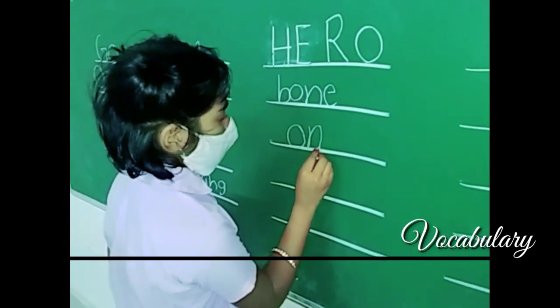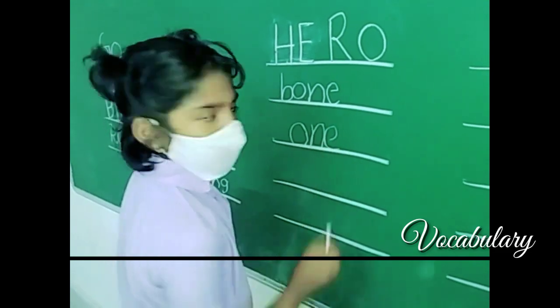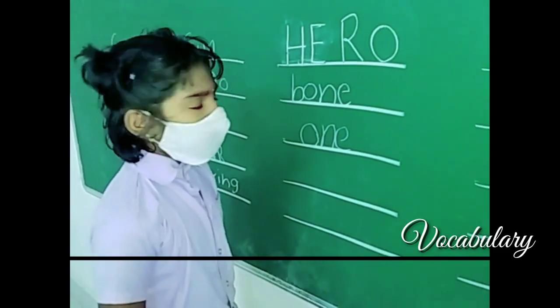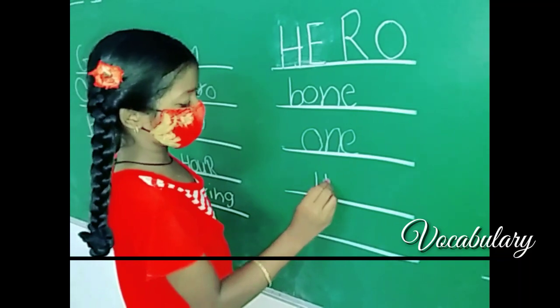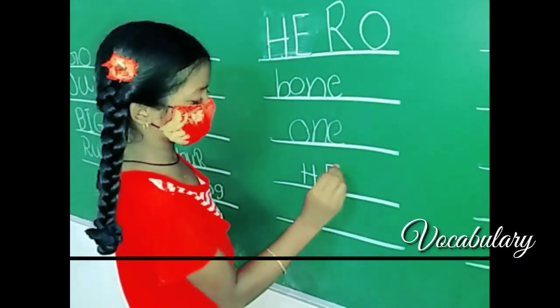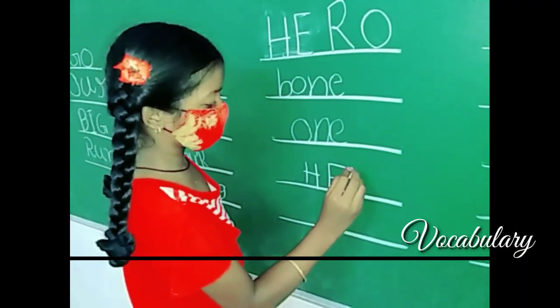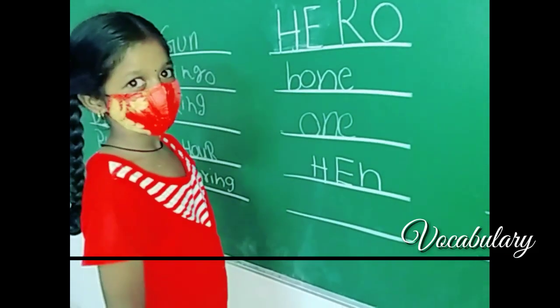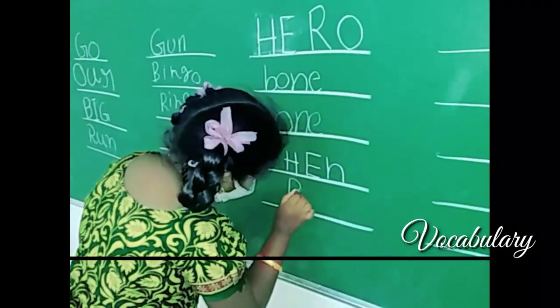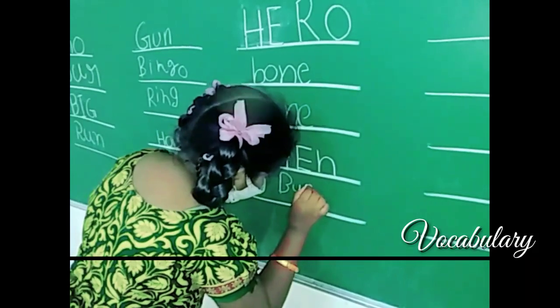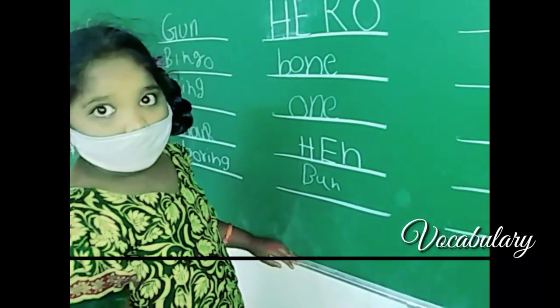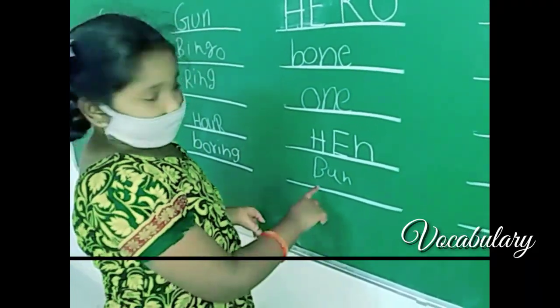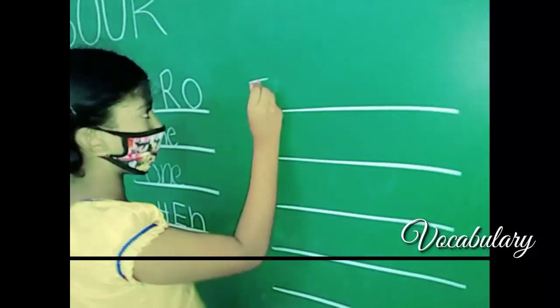What is the word? One. Say again. H-E-N-N. What? H-E-N-N. What is the word? One. Read again. B-U-N. Bun. Good.